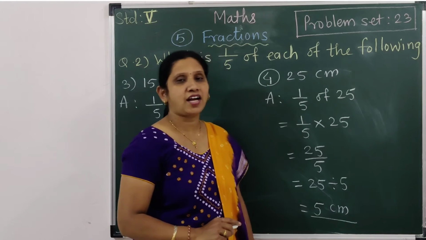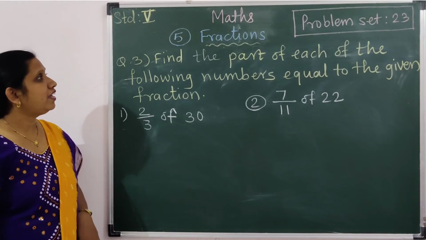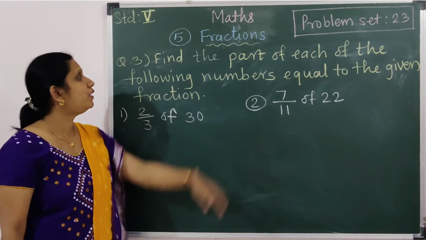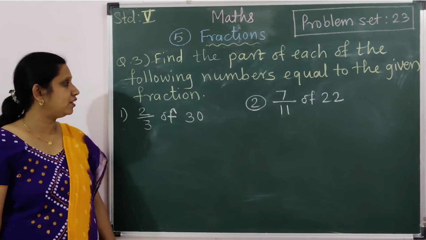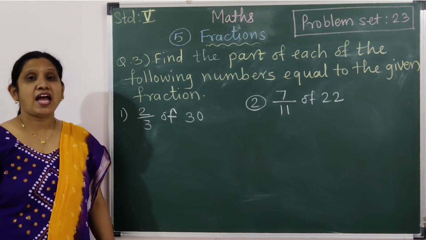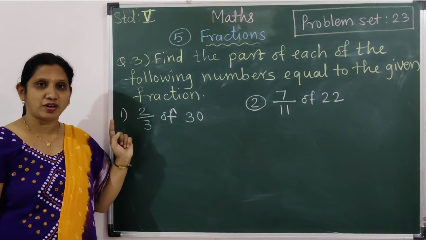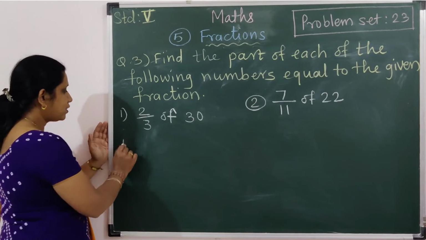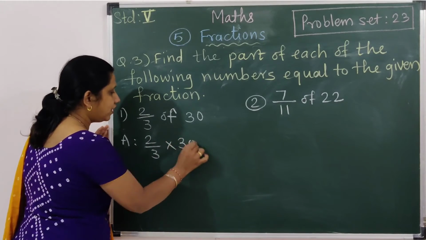Now let us start solving question number 3. Students, let's see question number 3. Here in this question it is given: find the part of each of the following numbers equal to the given fraction. The first sum is 2 upon 5 of 30. As I already taught in question number 2, in place of the word "of", we are going to use the sign of multiplication. So let us write here 2 upon 5 into 30.